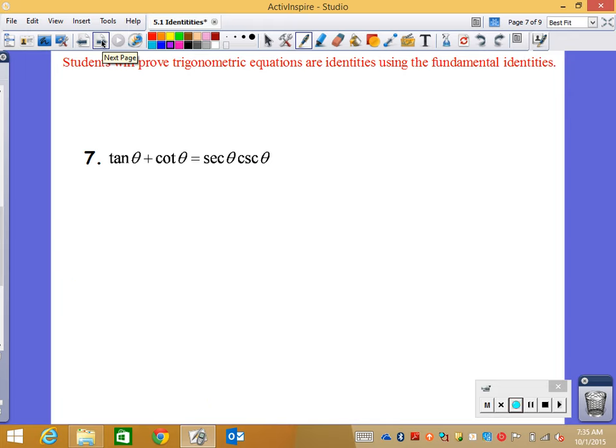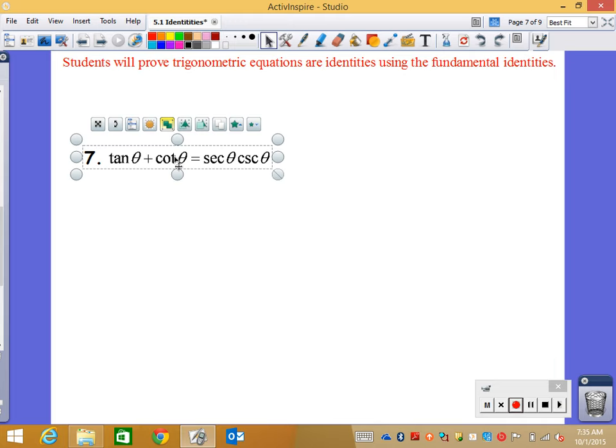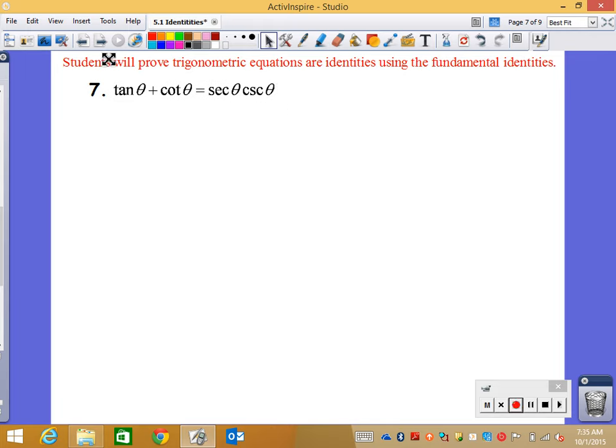Okay, let's try out another one here. I'm going to move this up so I have some more room. Now you'll notice on the left-hand side I have two terms, a tangent and a cotangent. On the right side, I only have one term. So I'm going to have to do the opposite of what we just did. I have to make the entire left side into one fraction. I'm going to have to somehow get common denominators and then combine.